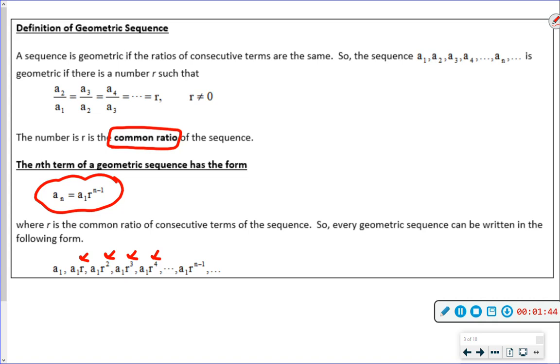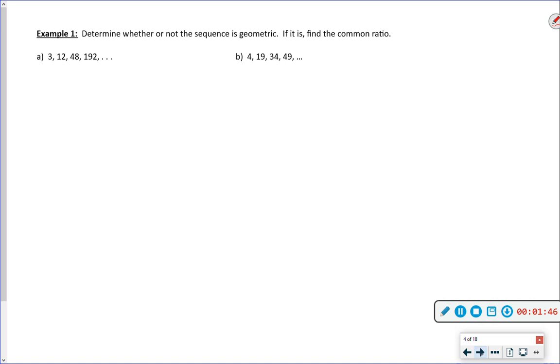I'm quick at multiplying. All right, so determine whether or not it's geometric. If it is, find the ratio. So the question is, are you multiplying consistently by the same number every time? You might need your calculator to test it because you got some big numbers. What are you multiplying by? 4. Perfect. So I'm going to say yes, it's geometric. Common ratio, 4.